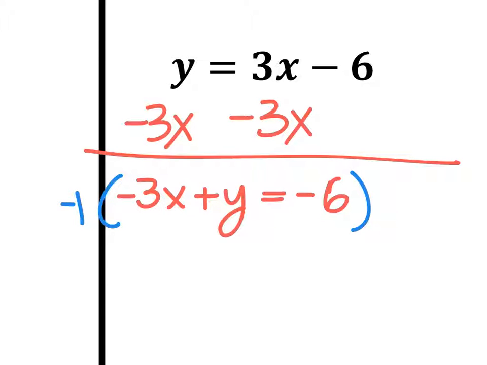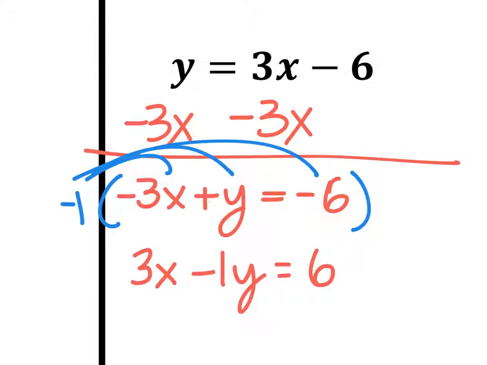So I'm going to rewrite it now. Negative 1 times negative 3 would give me positive 3x. Negative 1 times y, that's negative 1y. And then negative 1 times negative 6 is positive 6. So you're just distributing that negative 1 to everything you see in sight. You could also write that as 3x minus y equals 6. This is in standard form.